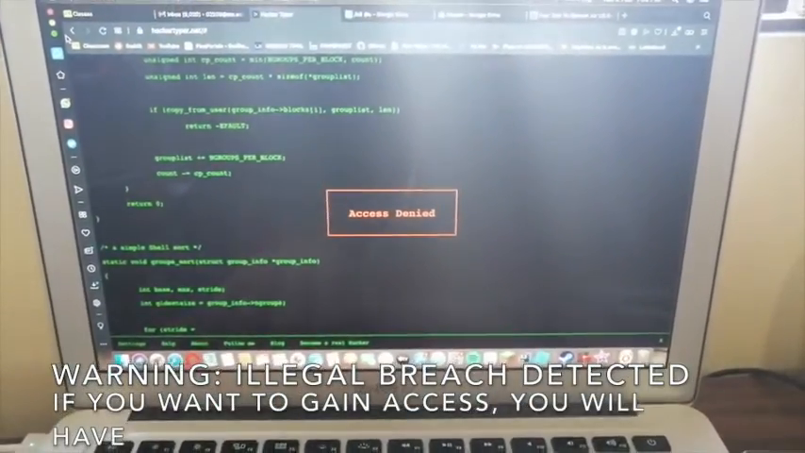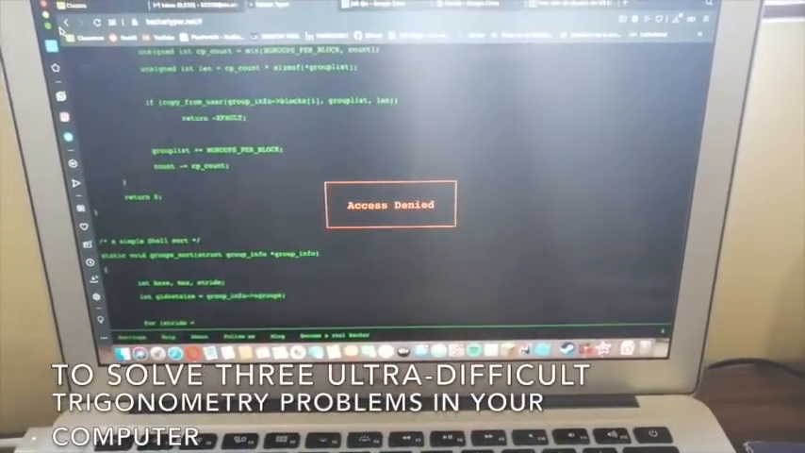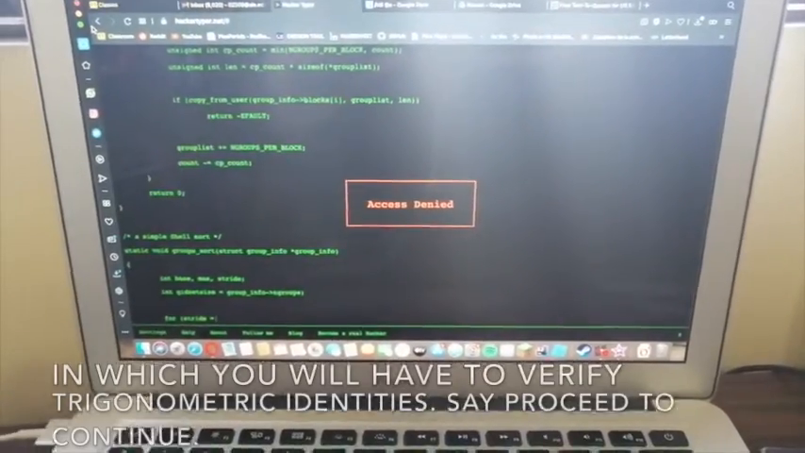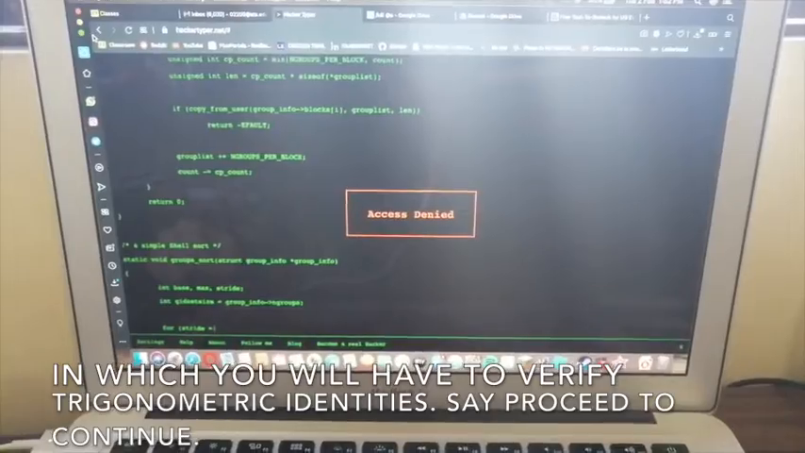Warning, illegal breach detected. If you want to gain access, you will have to solve 3 ultra-difficult trigonometry problems in your computer, in which you will have to verify trigonometric identities. Say proceed to continue. Oh golly gee, thank the sweet lord that I learned this in Miss Diana's lesson 5.2, verifying trig identities. This should be very easy. Proceed.